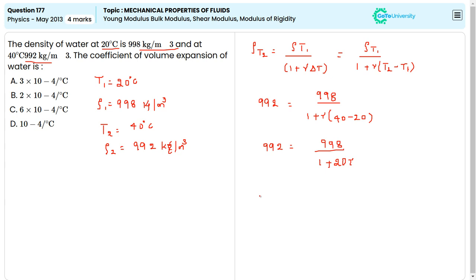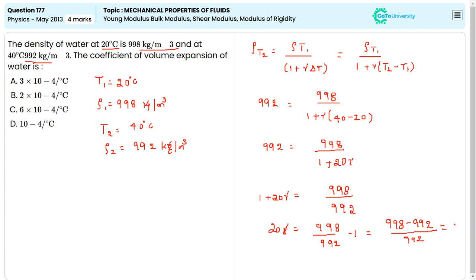Then we can write this one as 1 plus 20 gamma is equal to 998 divided by 992. Then 20 gamma is equal to 998 divided by 992 minus 1, that is equal to 998 minus 992 divided by 992, which is equal to 6 divided by 992.